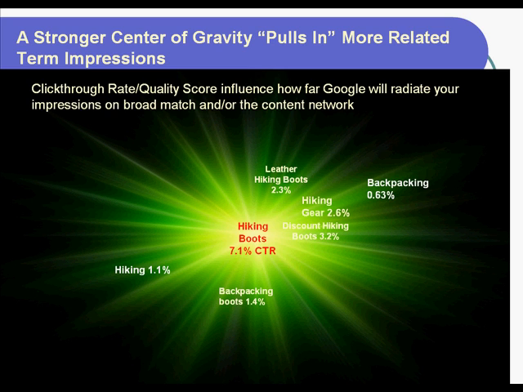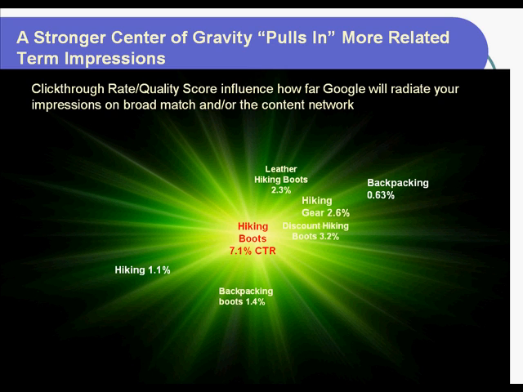When you strengthen your center of gravity, what happens is you're also strengthening the click-through rate you're probably going to get on the most closely related terms, and Google pulls those terms closer in towards the sun, so they get even more light and more impressions. So not only are they getting a higher click-through rate, but they're getting more exposure.